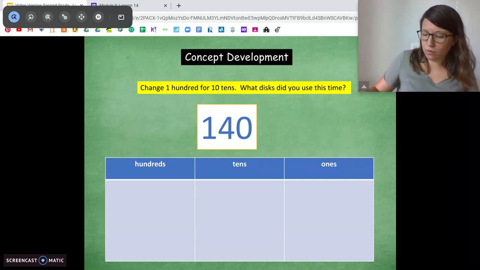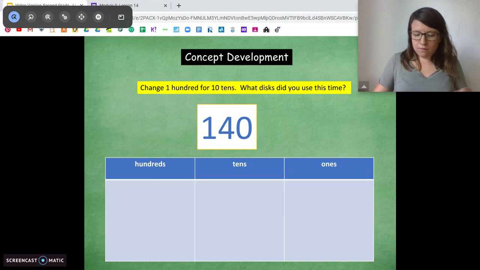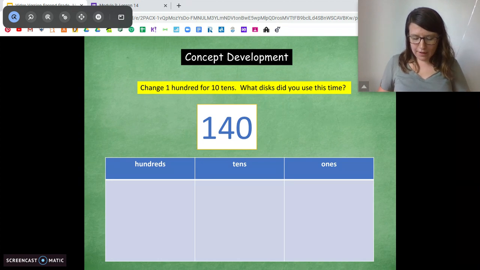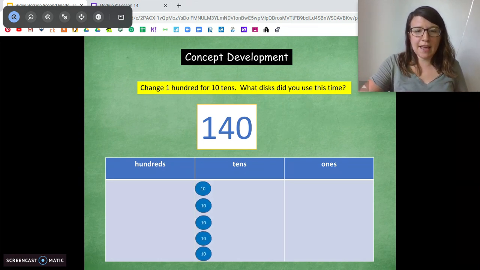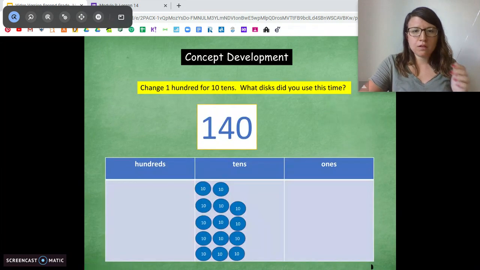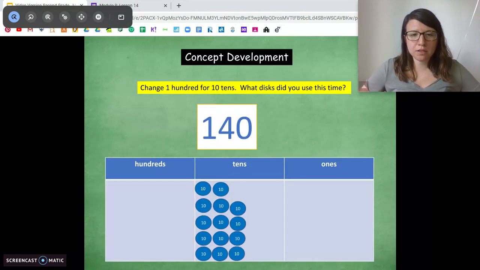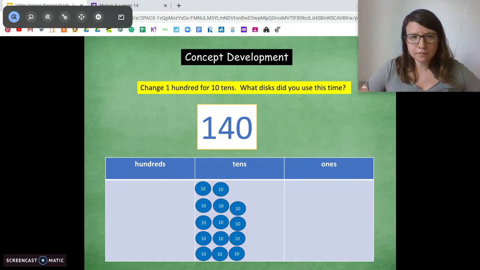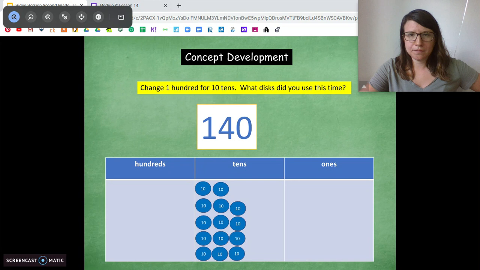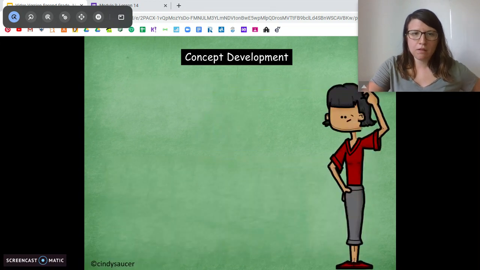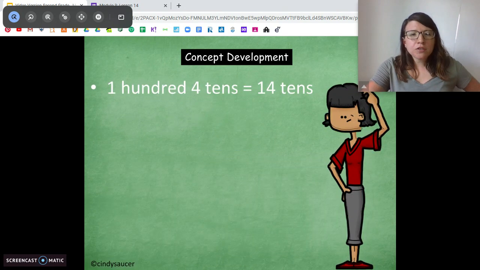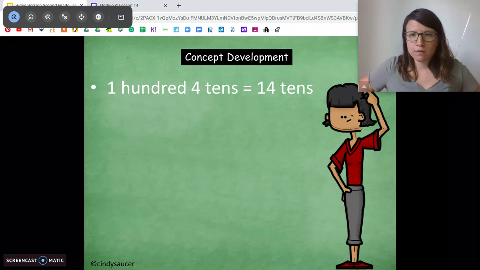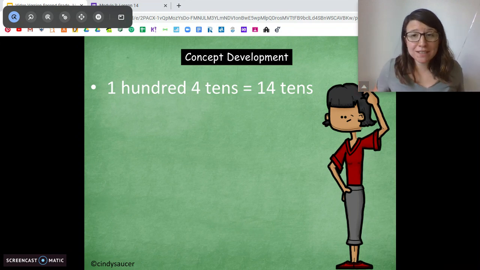3, 4, 5, 9, 10. Okay, the 4 should still be there, but you should add 10 tens to the 4. Okay, so pause if you need more time to do that, but we should have 10 and 4 tens. So the 100's gone. Got it? So 10 and 4 tens, how many tens do you have now? You have 14 tens, right?